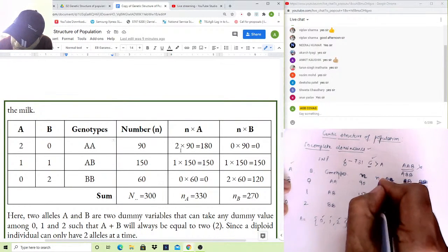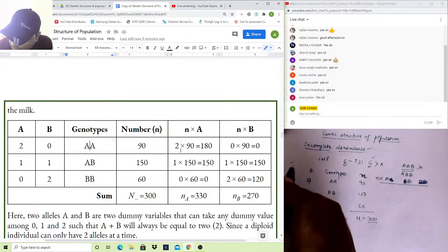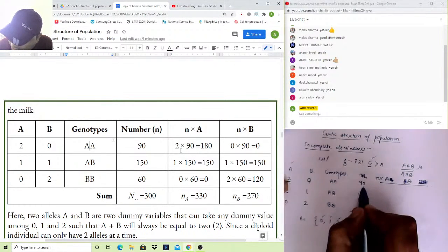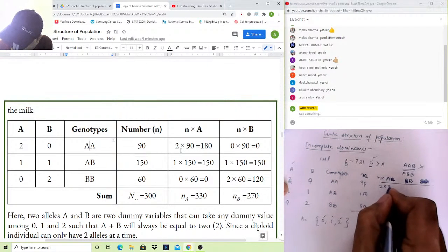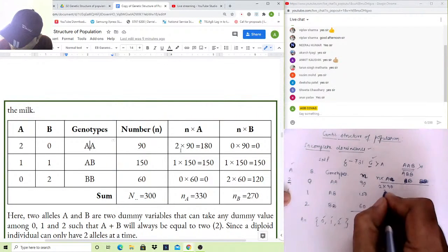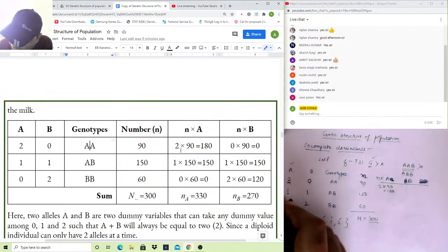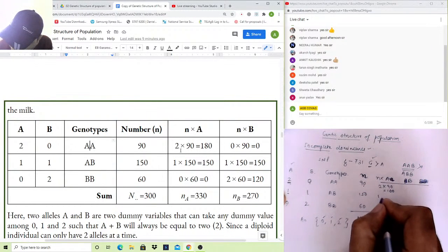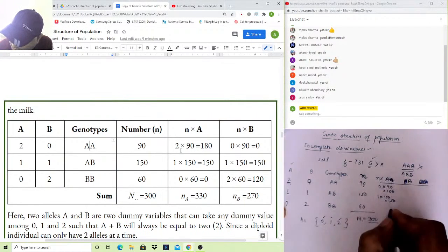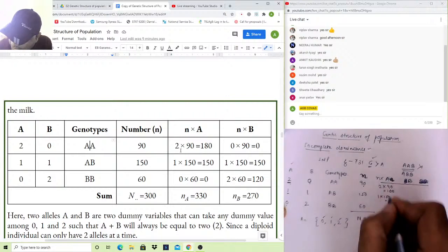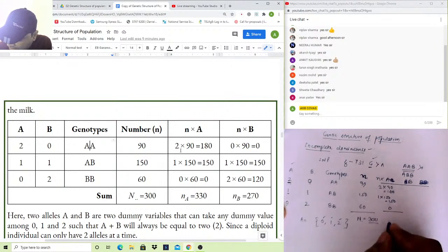Okay, so n into A. What you have to do is multiply this value with the number of individuals. So it will be 2 into 90, which is 180, and 1 into 150, which is 150, and 0 into 60, which is 0. So it sums out to be your nA, that is, the number of alleles of A in the population.